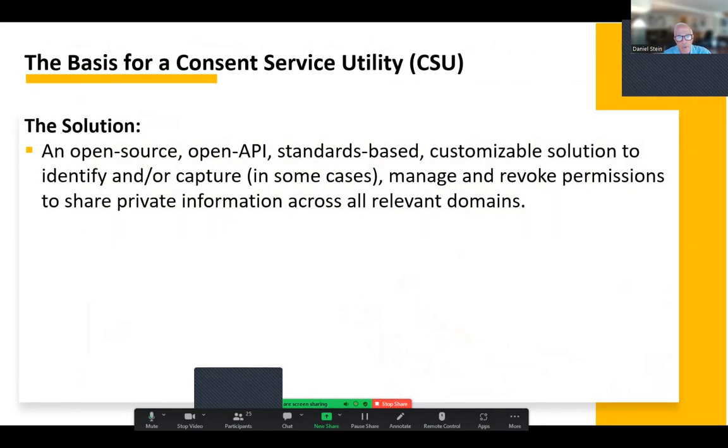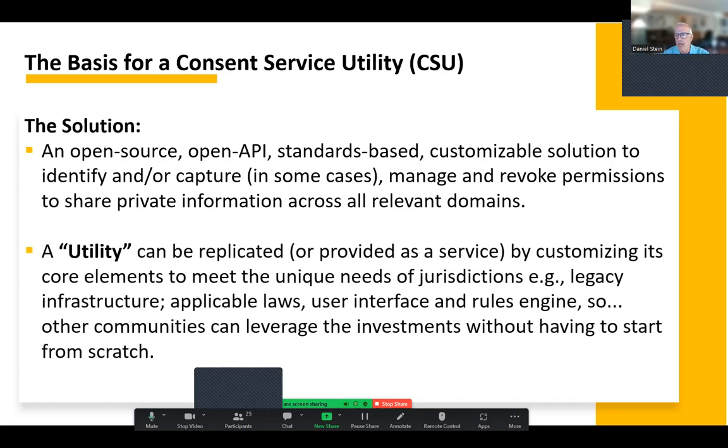So, the basis for a consent service utility. The solution that we've come up with, or are thinking about here, is really an open source, open API, standards-based, customizable solution to identify and, in some cases, capture the consent to be able to manage and revoke permissions to share private information across all relevant domains. So, trying to stuff as much as we can into one sentence.